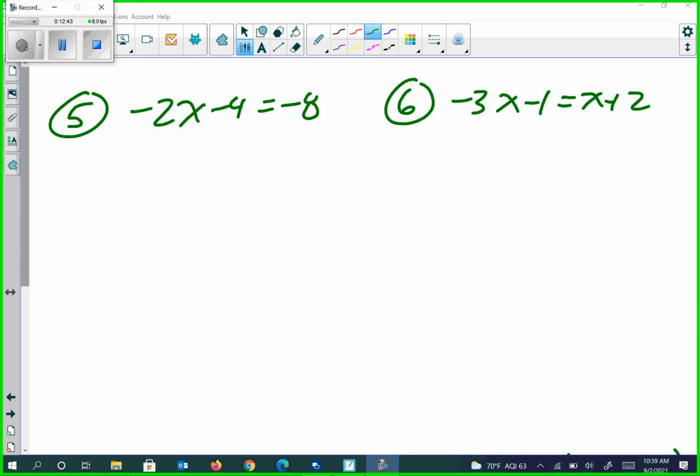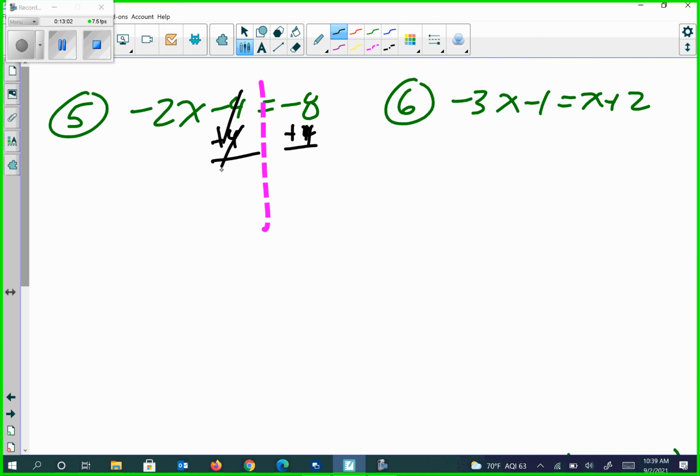All right, here we go. So number 5, we're ready to start moving things back and forth because we don't have parentheses or like terms. So I'm going to do this. I think I should add 4 to both sides.